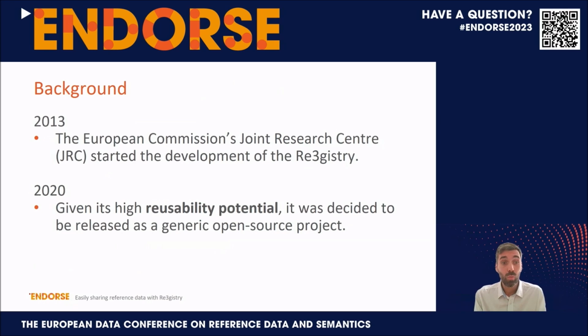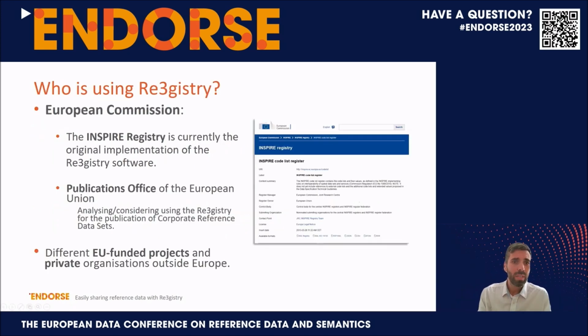Just as a little bit of background history, the Re3gistry software was born in 2013, developed by the JRC to support the implementation of the INSPIRE registry. Then in 2020, due to its potential to be used in other projects with different goals, but with the same need, it was decided to release Re3gistry as a generic open source project. So having this in mind, I would like to share with you some of the organizations that are currently using Re3gistry. The European Commission is using it for the INSPIRE registry.